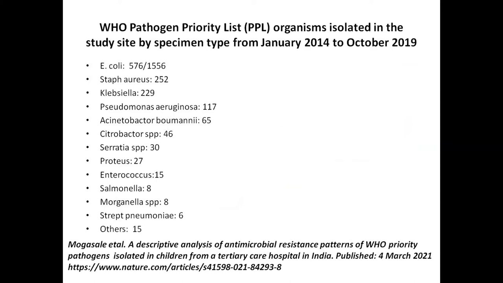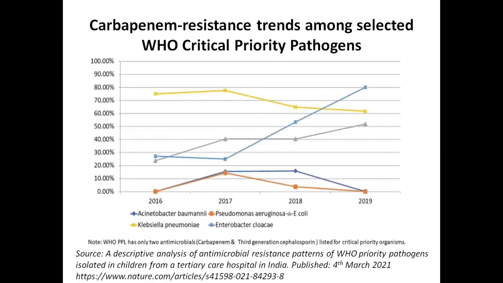This is a study from South India over 5 years, and they have published various organisms causing infections. Among the WHO pathogen priority list, you can imagine the order of abundance of culture positivity: E. coli, Staph aureus, Klebsiella, Pseudomonas, Acinetobacter. These are the top bacteria which have been isolated from India. This is the carbapenem resistant trend in the same study, and they have reported a lot of rising resistance against carbapenem, especially for bacterial groups like Enterobacteriaceae and E. coli.